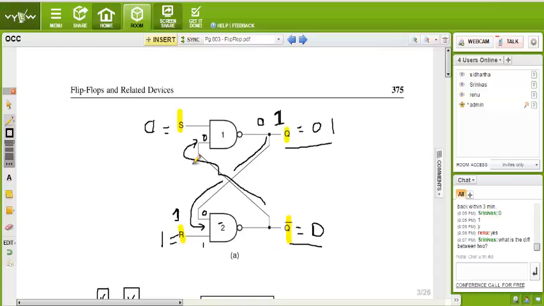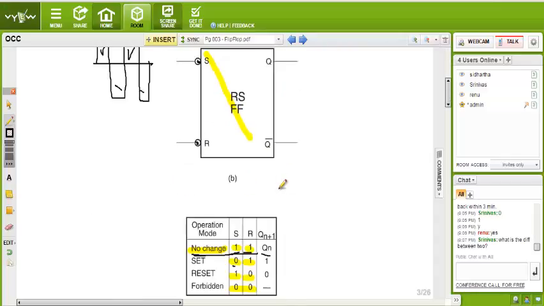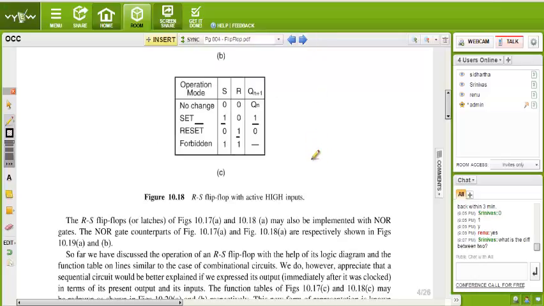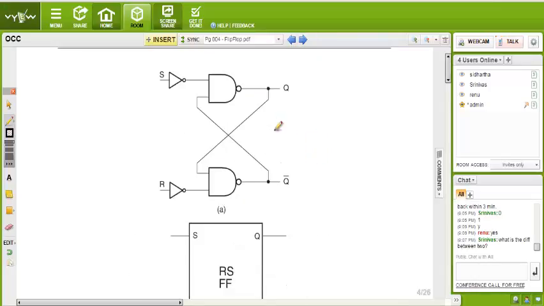So for a better way, forget about this circuit, remember the active high because it is universally accepted and all the time we go for that. How is it prepared? We prepare it the same way, just we give an AND gate at the input and a NOT gate at the input of S and R. Is it clear?